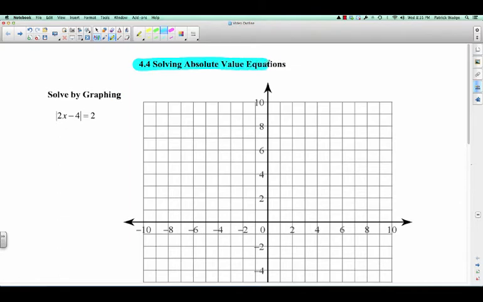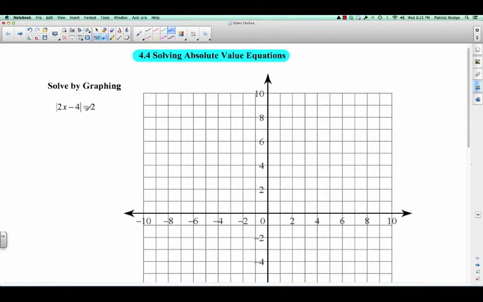Solve absolute value equations. So obviously absolute value equations have absolute value signs in them, and just like every equation that you've had to solve before, the objective is to figure out which number or numbers fit into this x position right here, such that the left-hand side equals the right-hand side. Okay, and there's two main ways to solve them.